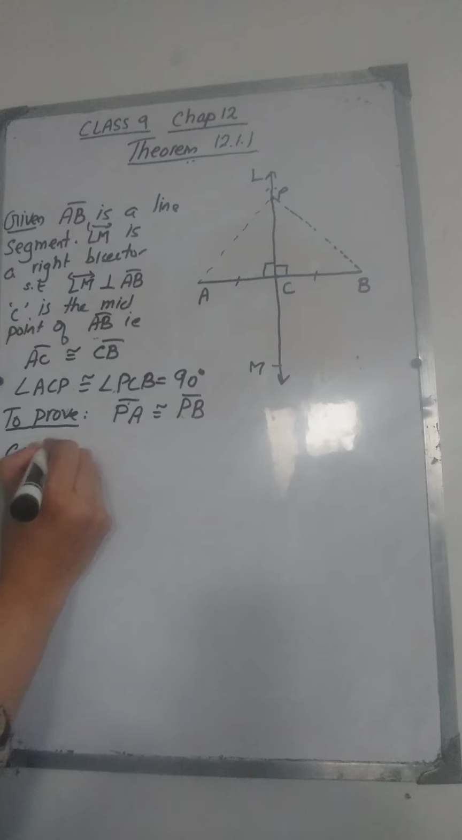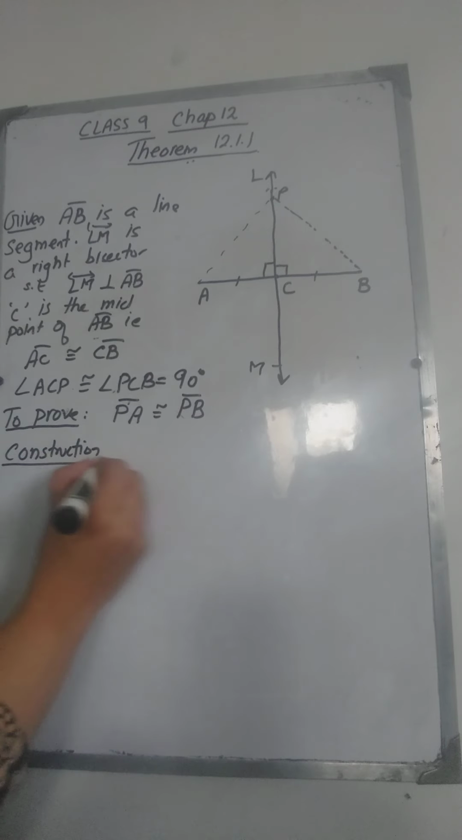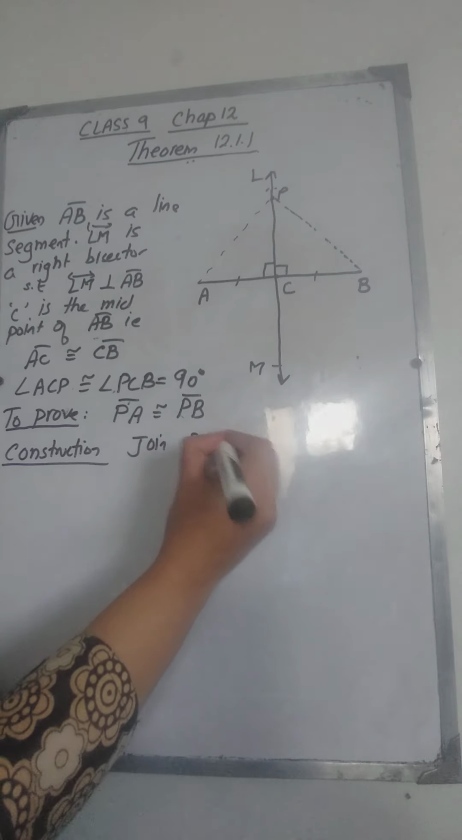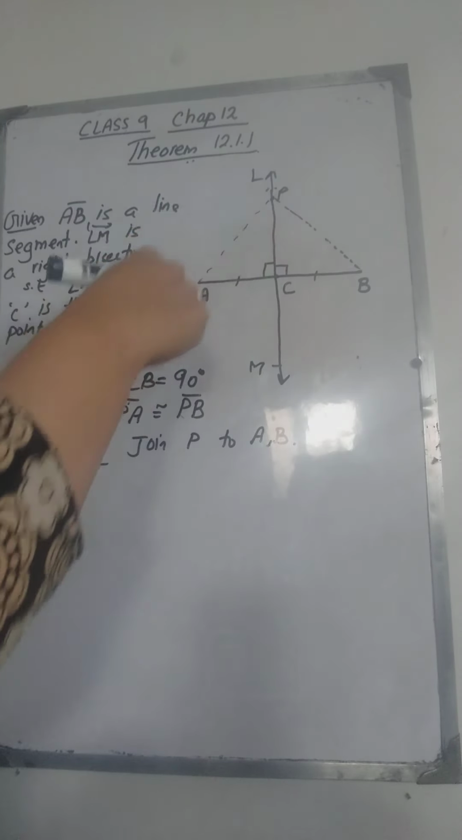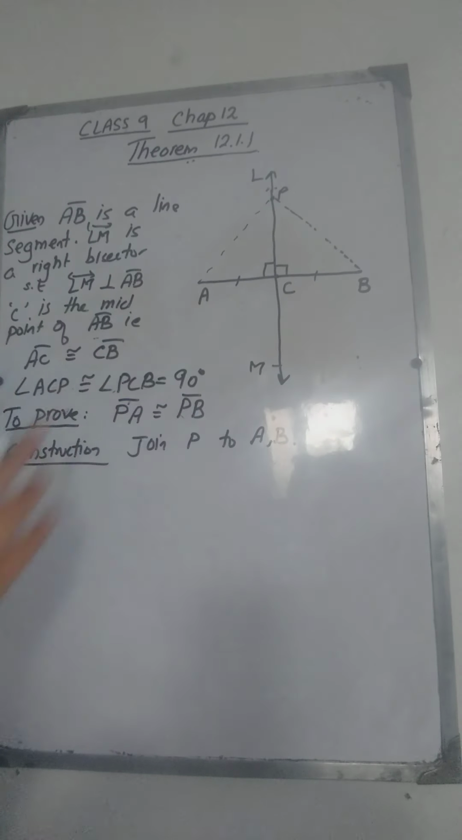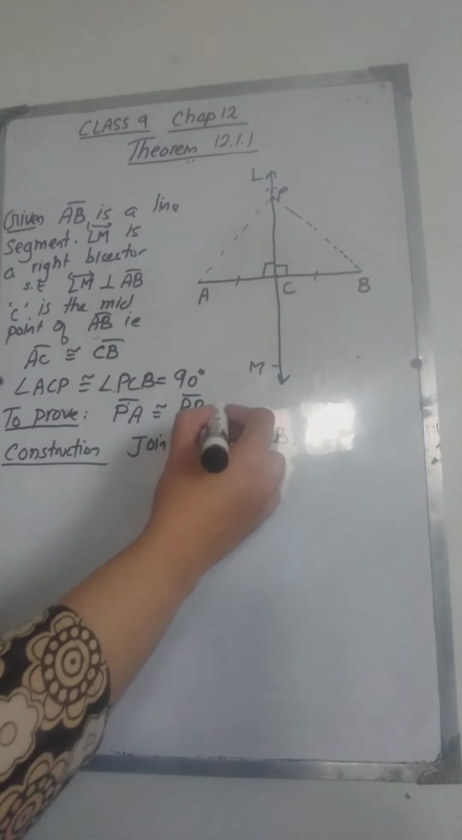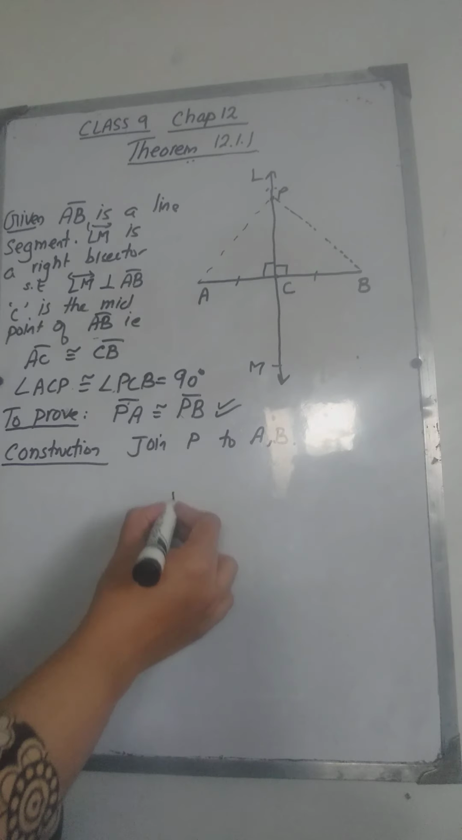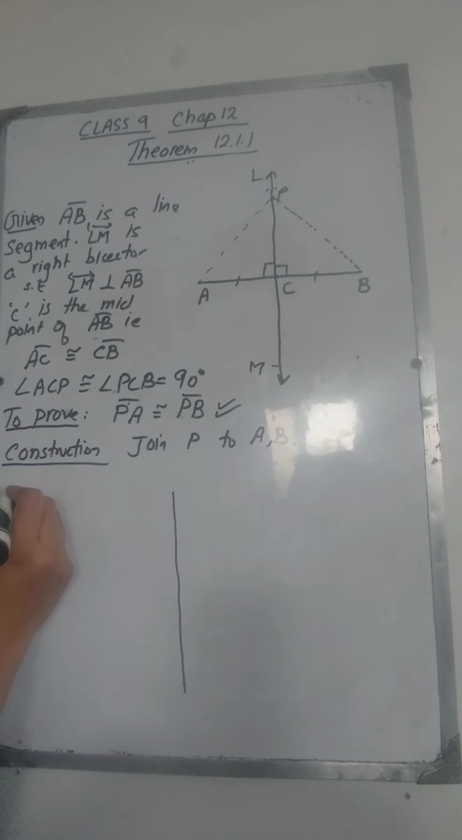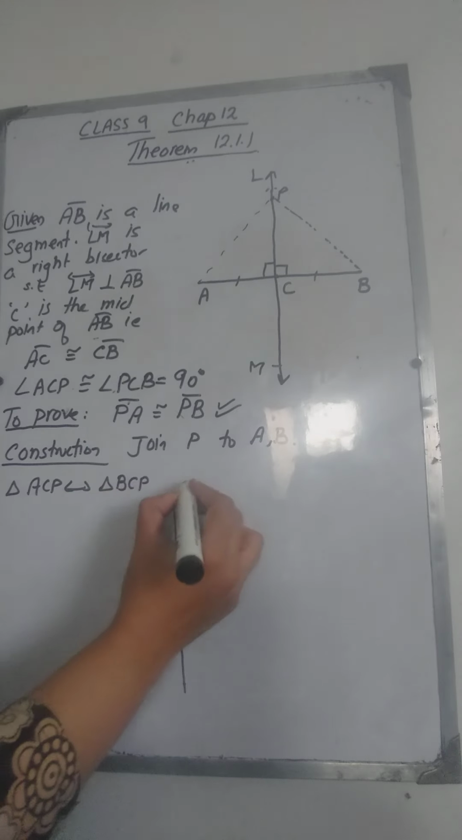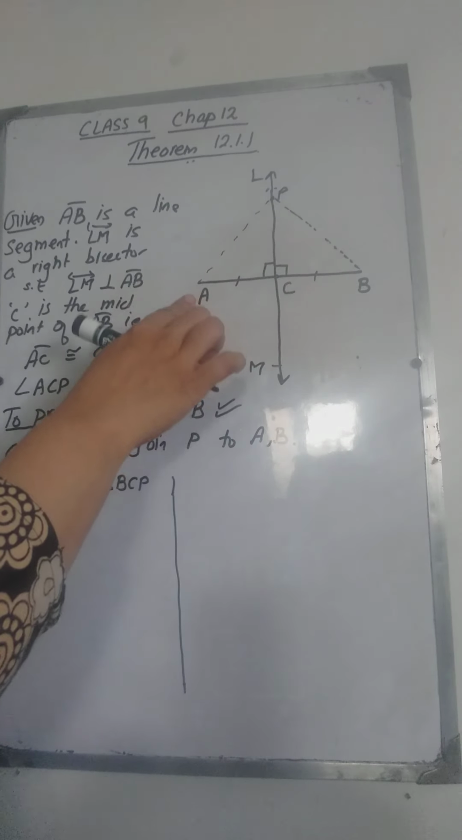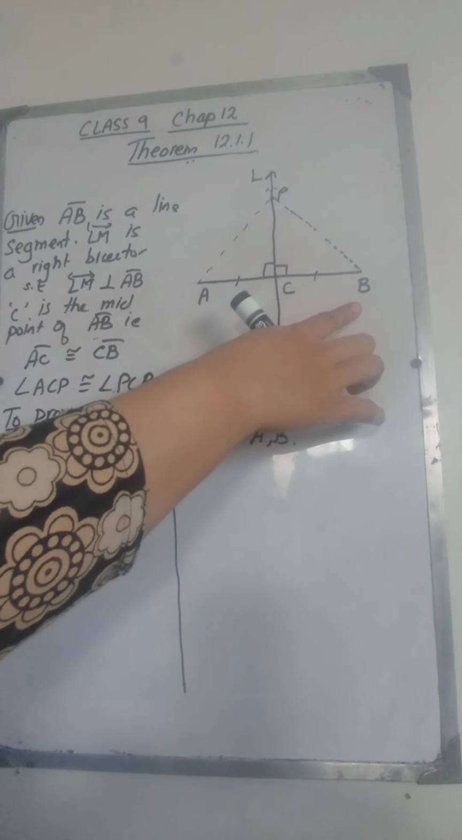Construction will be that you will join P to A and B, to form two triangles, triangle APC and triangle PBC. We are going to compare these triangles, and from there we are going to deduce this result. The proof is very simple. You just need to take the correspondence between two triangles. Triangle ACP corresponds to triangle BCP.